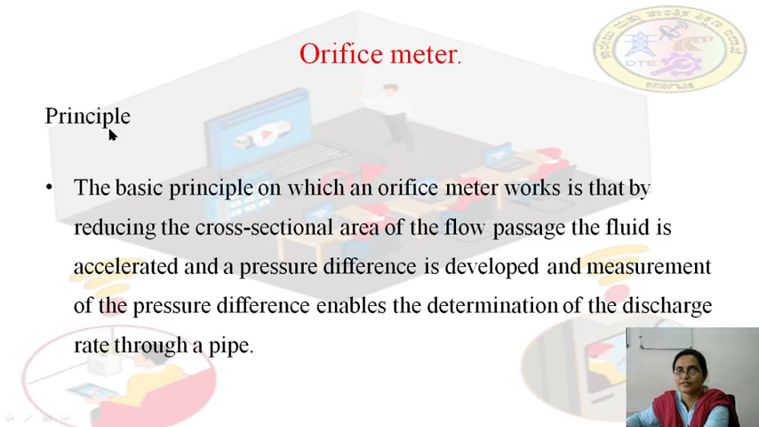Next is the orifice meter. The principle of the orifice meter: the basic principle on which an orifice meter works is reducing the cross-sectional area of the flow passage of the fluid. On reducing the cross-sectional area, the fluid is accelerated and a pressure difference is created, which helps to determine the discharge rate through the pipe.